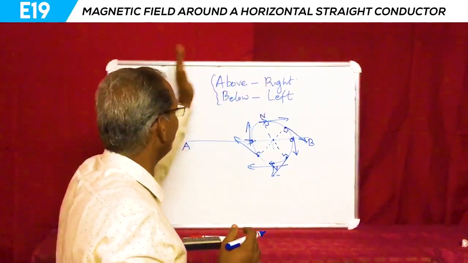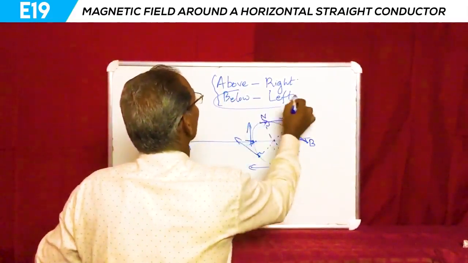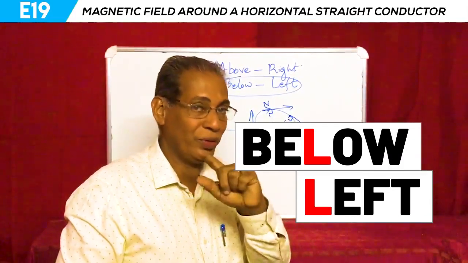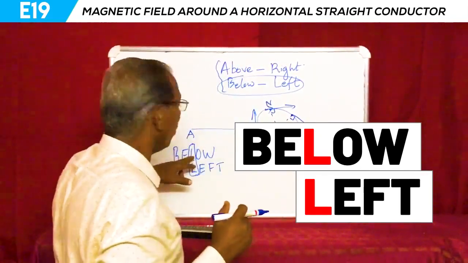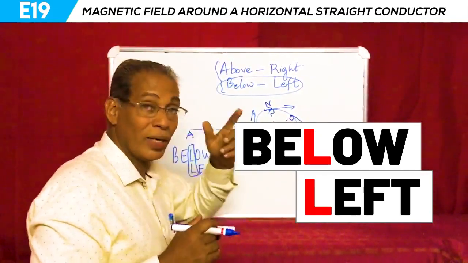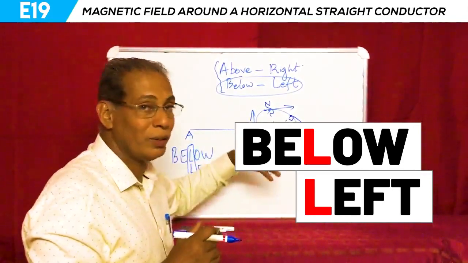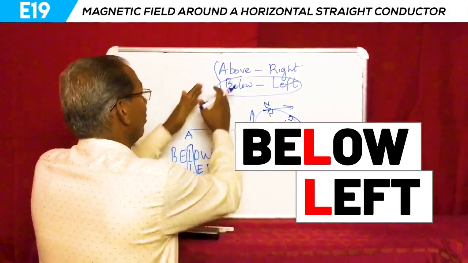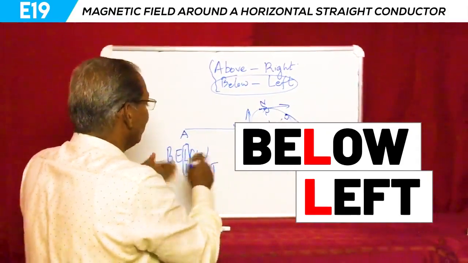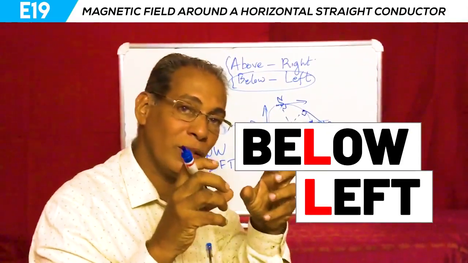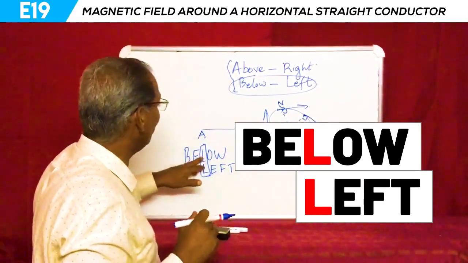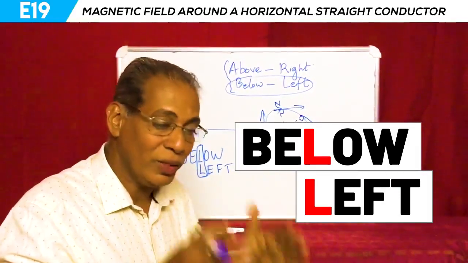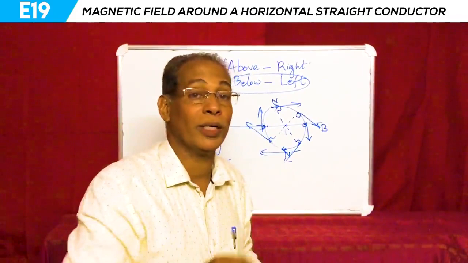Above, right. Now concentrate on this particular statement: below, left. Below, left. There is some sort of rhyme in it. With this, we can recollect. Not because of these two Ls it happened. No. Maxwell found this out and generalized this rule, and from that we get this particular observation. From this observation, we get an easy method to recollect it using this below, left. If it is below, left; above, right. With this, we can explain what we have seen in our experiment.